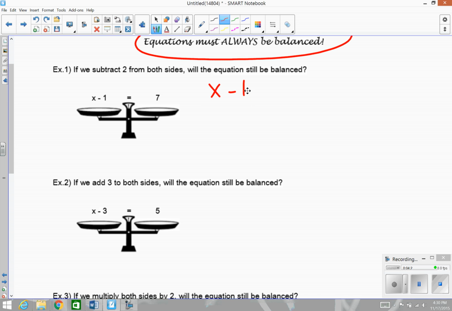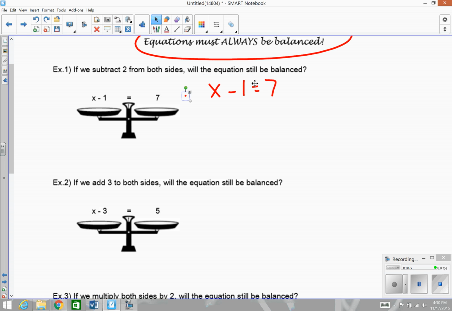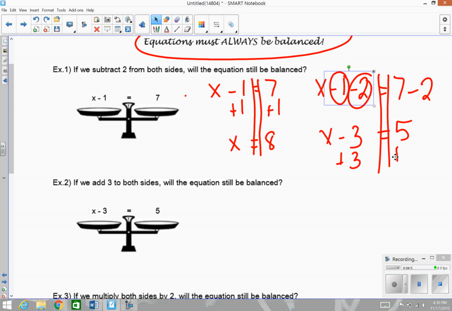Now if I took that original and I solved for x, add 1 to both sides, I would get x equals 8. Now if I alter this by subtracting 2 from each side, so here's your original, minus 2, original, minus 2. The question is, is it still balanced? Let's find out. Negative 1 minus 2 is negative 3, and 7 minus 2 is 5. Add 3 to both sides, x equals 8. Do they have the same solution? Yes, they do. So these are equivalent. They're still balanced. We get to the same answer.